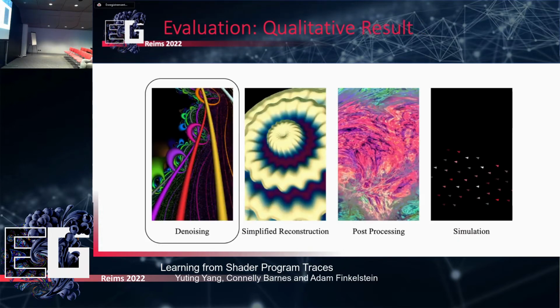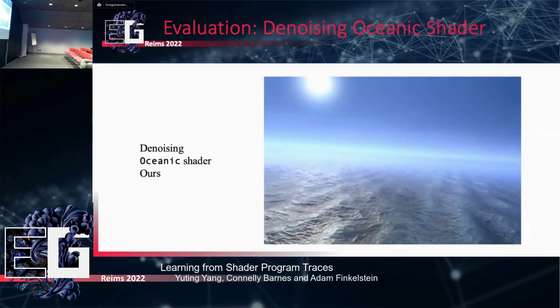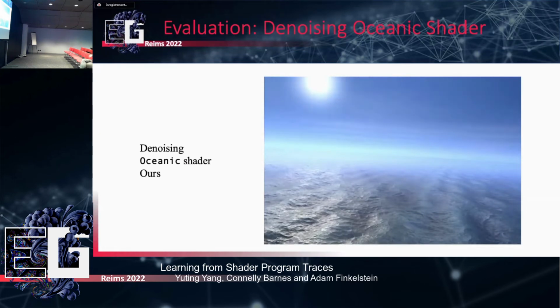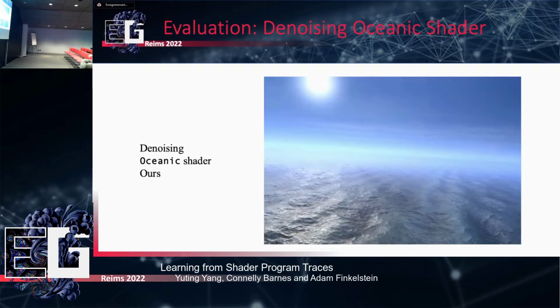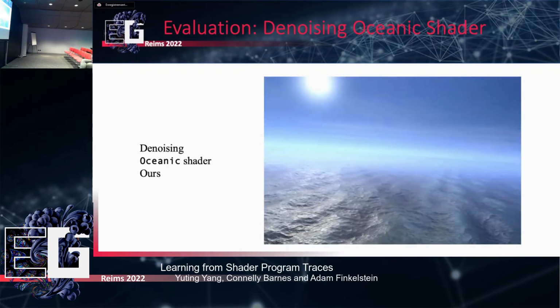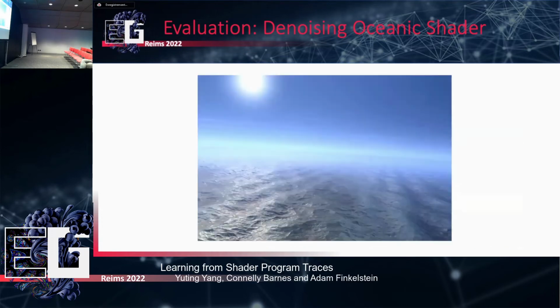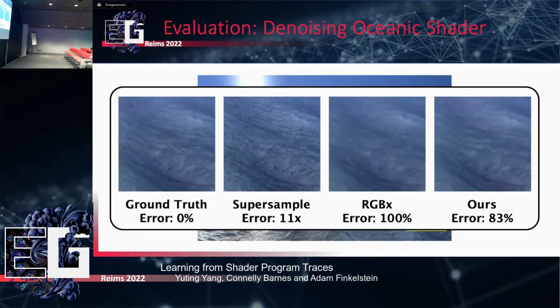Now we show qualitative results on different applications, starting with denoising. This is the oceanic shader we've shown before. We train a denoising model to predict rendering generated at 1,000 samples per pixel. We first run the shader at one sample per pixel and then denoise the result. We can compare on a still frame by zooming into the highlighted region. Note that ours better recovers the wave detail in the foreground.